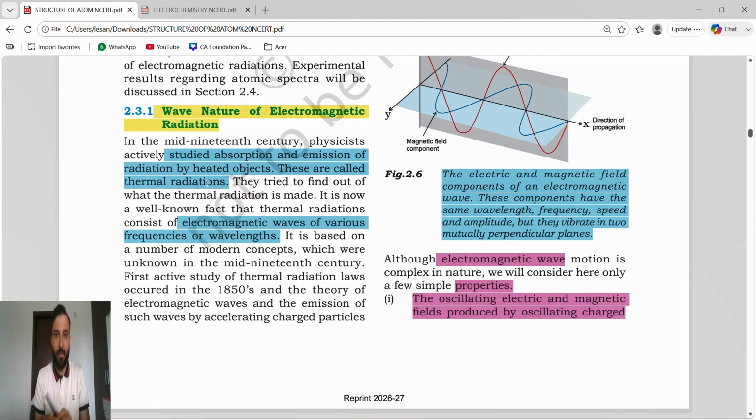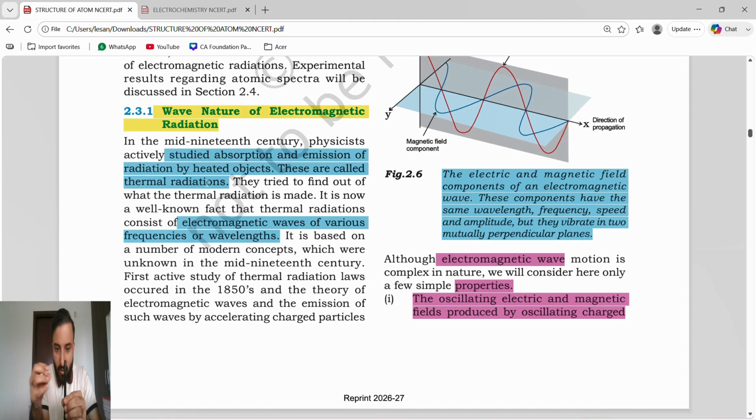So what will happen to this heated object? See, understand. Suppose this is the iron rod. First I will take the iron rod at normal room temperature. Then I will heat it. Guys, in heating what will happen? In heating we give heat to the object. In heating, what we are doing is giving the heat to the object.